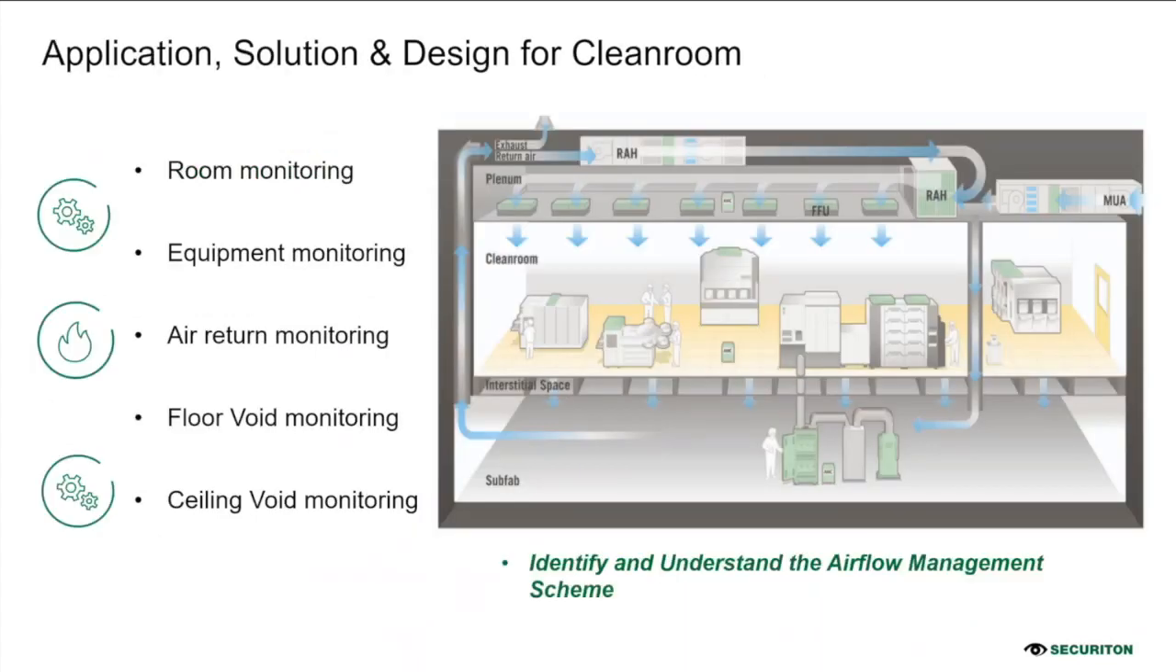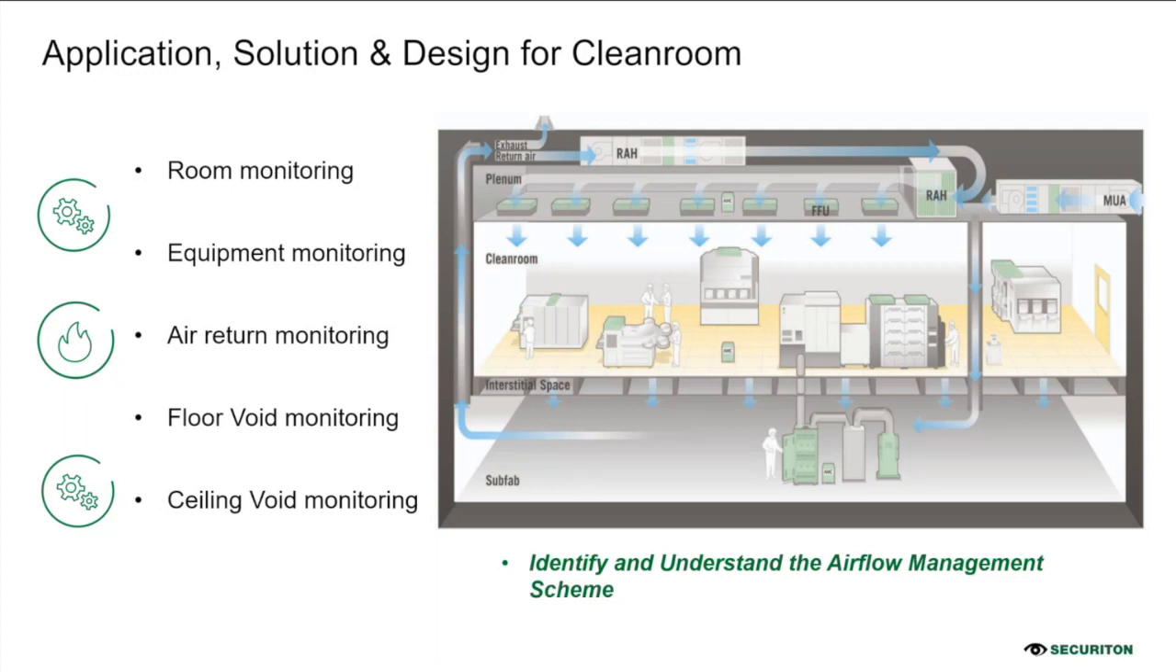Now, if you look into the clean rooms, from your left, you can see there are quite a number of areas involved. First would be the room monitoring itself, that's the clean room, and the equipment monitoring, which is the equipment inside the clean room, as well as the sub-fab. Clean room is also known as a fab, and the air return, the floor void monitoring, and the ceiling void monitoring. So there are quite a number of them.